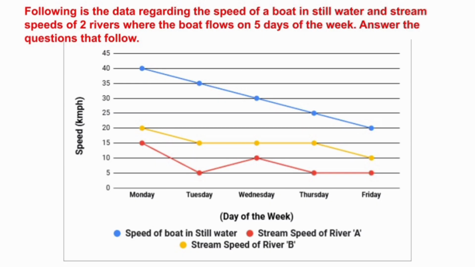So this is Basha. In this video we are going to solve this DI problem. Let us observe the DI problem. It is given that the following is the data regarding the speed of the boat in still water and the stream speeds of two rivers. Here we have the two rivers, where the boat flows on 5 days of the week, Monday to Friday, and now we have to answer the questions that follow.